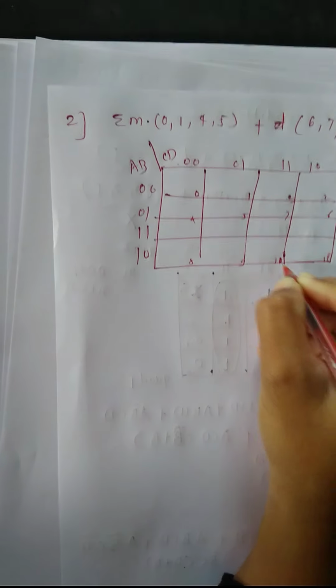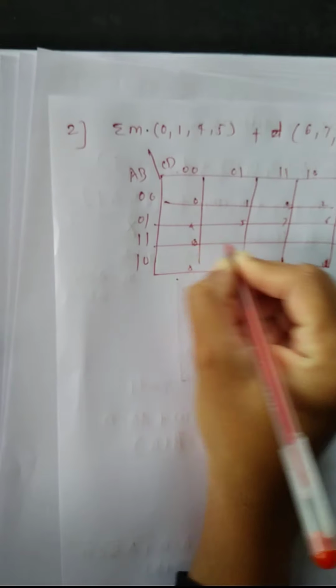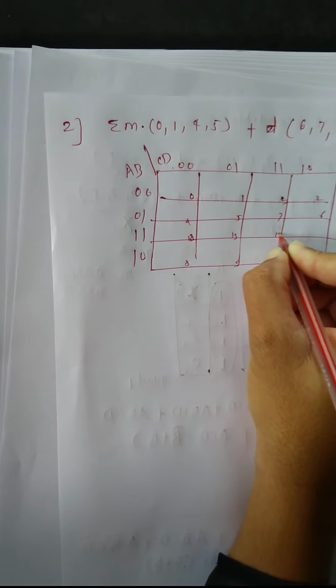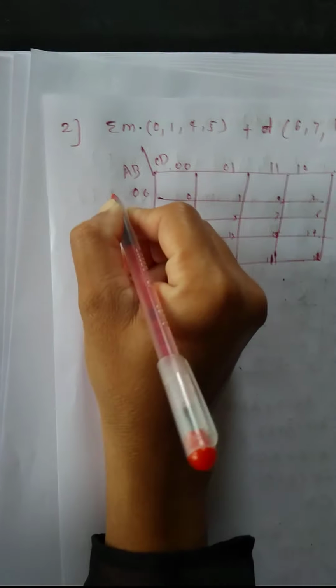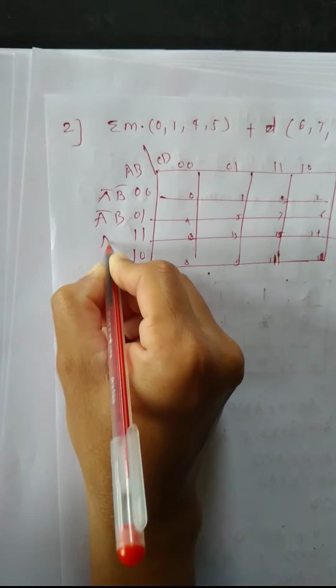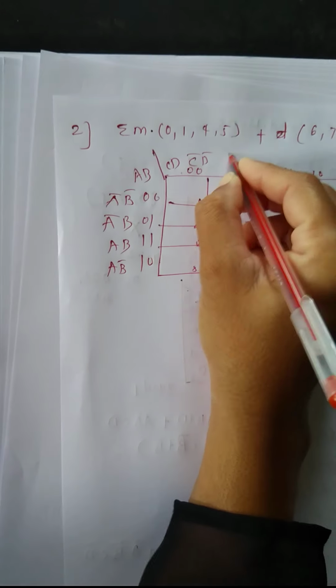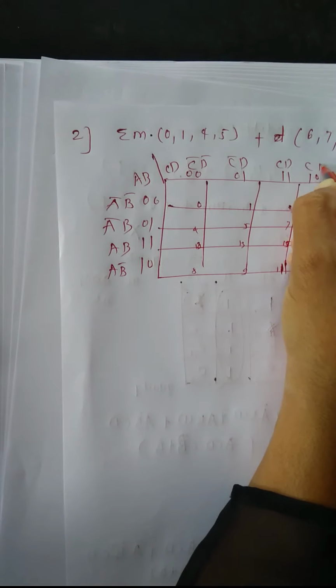10 11, 12 13 14 15. And here this is A bar B bar, A bar B, A B, A B bar, C bar D bar, C bar D, C D, C D bar.